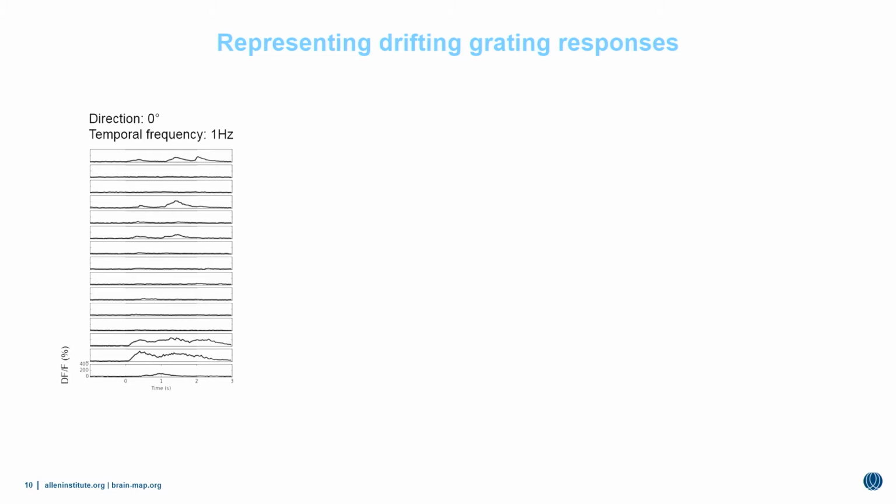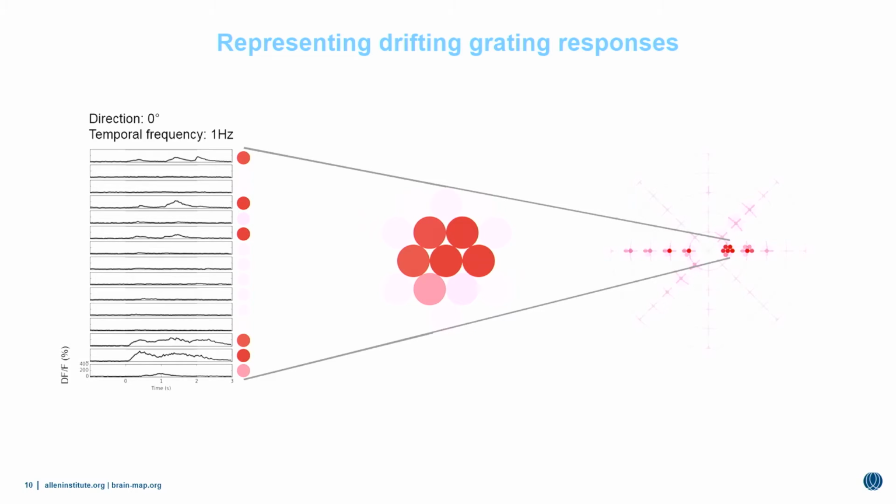So here I've taken one cell, and I've taken the 15 trials of a given stimulus condition, so a direction of 0 and a temporal frequency of 1. I plotted the change in fluorescence for each trial. And you see some trials have larger responses than others. What we've done is we've represented these responses each with a single dot, whose color corresponds to the strength of the response during that trial. These 15 dots we rearrange into kind of a radial circle where the strongest response is in the center, and then the weaker responses kind of radiate out from there. And this then gets placed onto what we call the star plot.